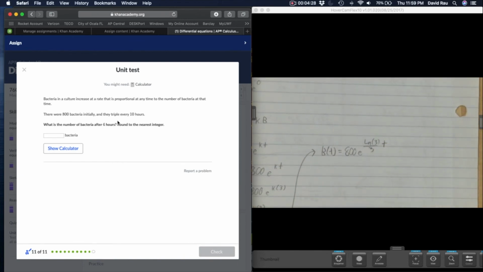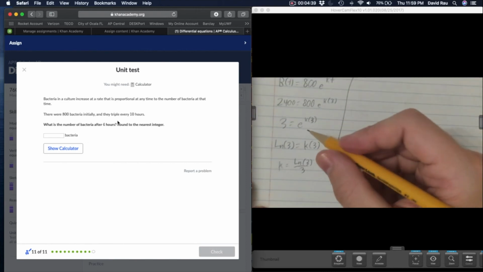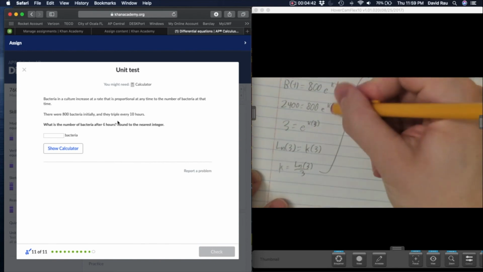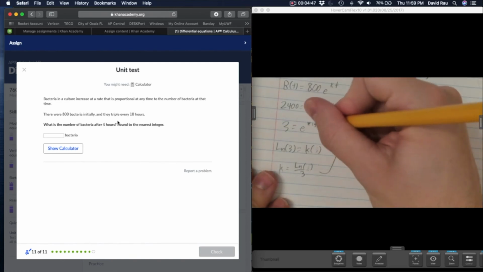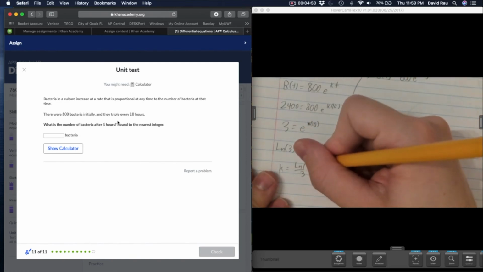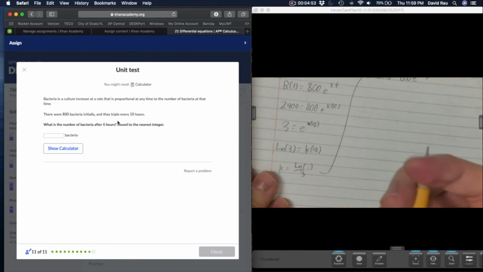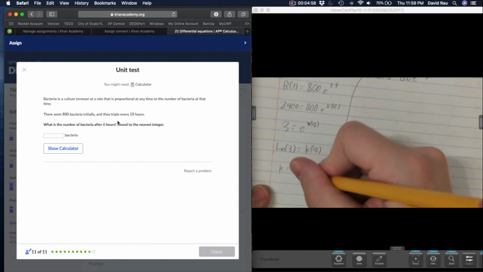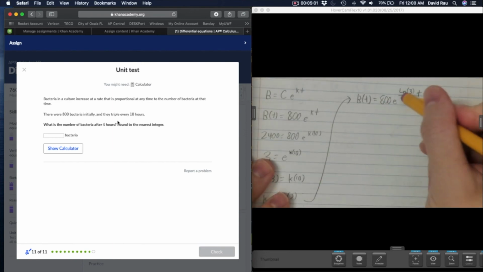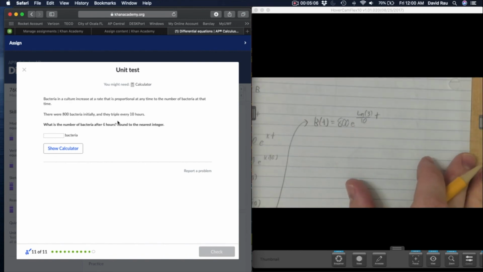And now they want to know the bacteria. Did I make a mistake here? Yes, I did. Sorry. They said triple every 10 hours, so this should be 10, 10, 10, and that should still be 3. Divided by 10, and divided by 10. My bad. Every 10 hours.